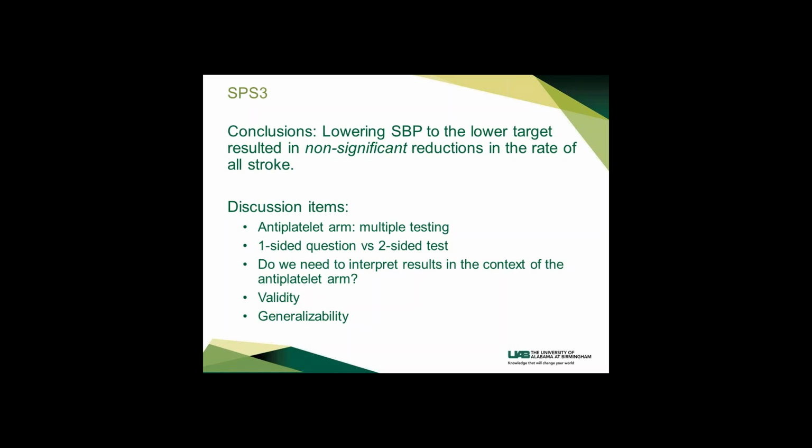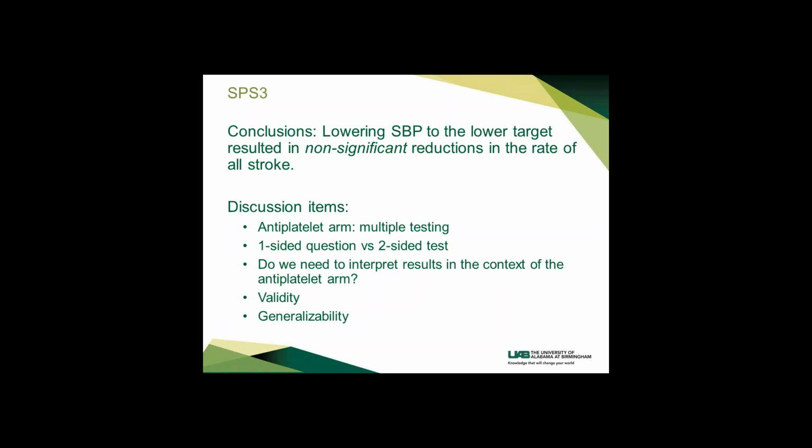So some of the other discussion items, so I mentioned the antiplatelet arm that we did multiple testing. This was a case where the hypothesis was framed as one-sided, but we actually did a two-sided test. And the reason for that is, again, very infrequently do we actually do one-sided tests in clinical trials. So the supposition was that lower would be better, but there was no evidence of that anywhere, really, to warrant doing a one-sided test.